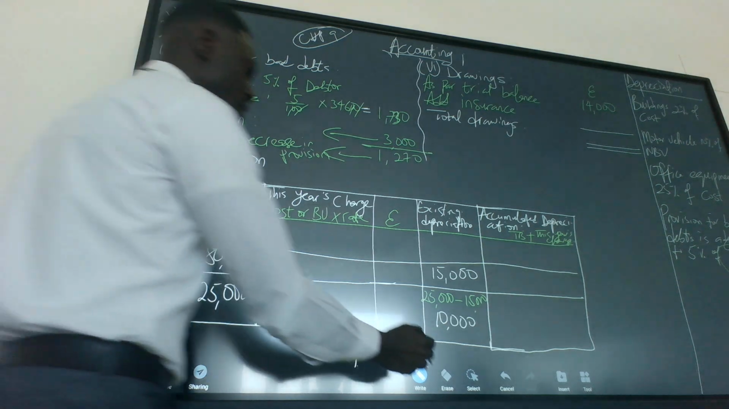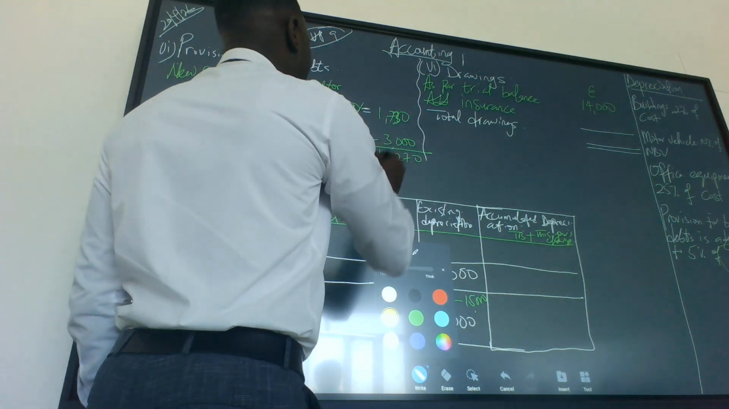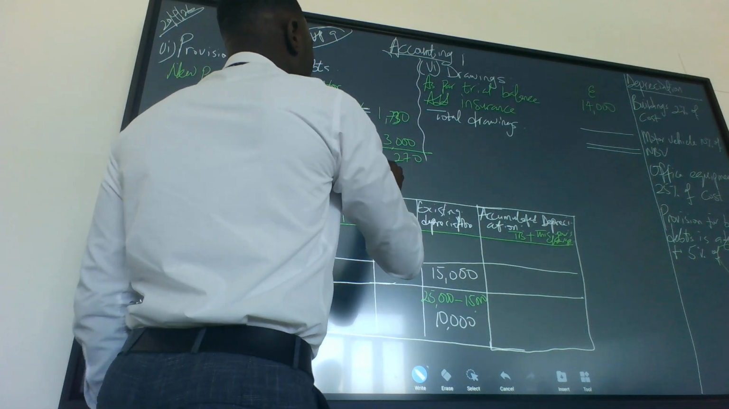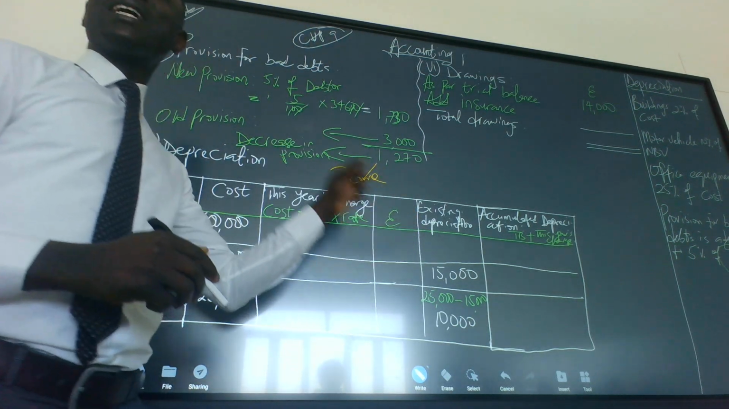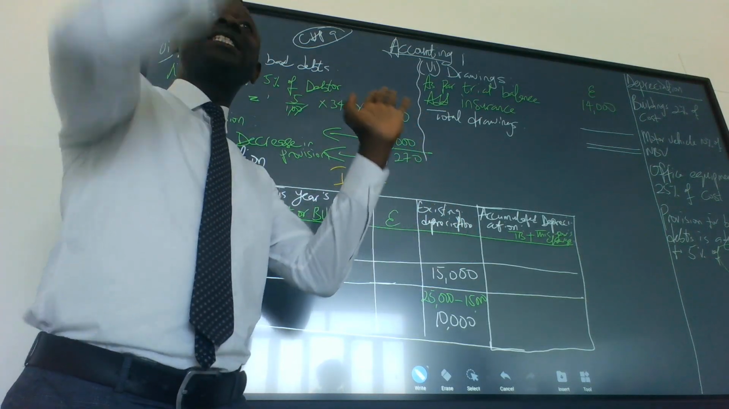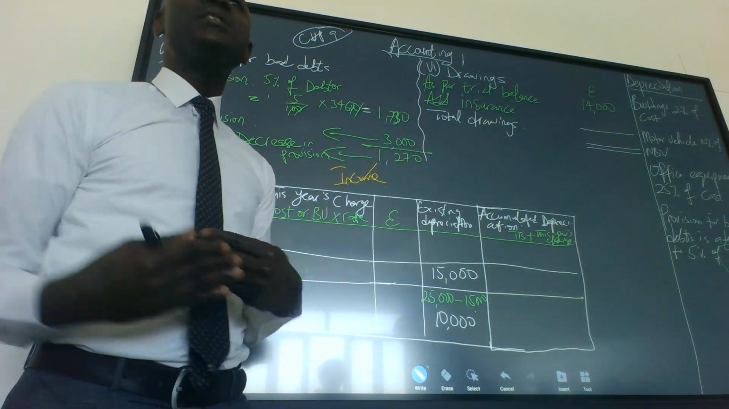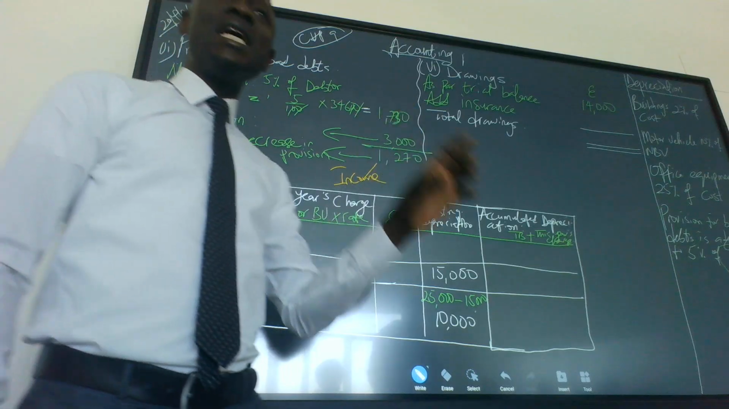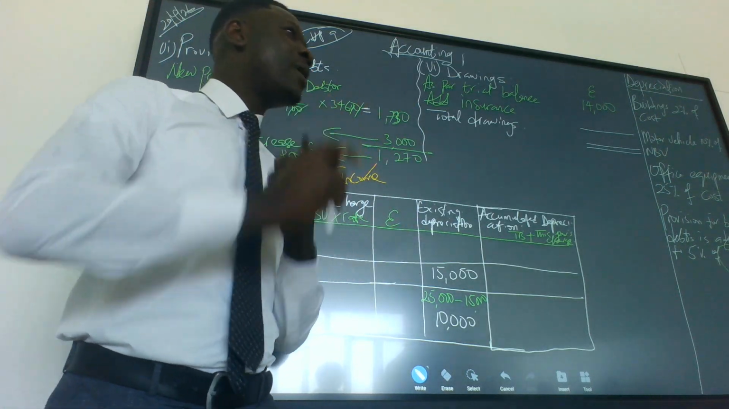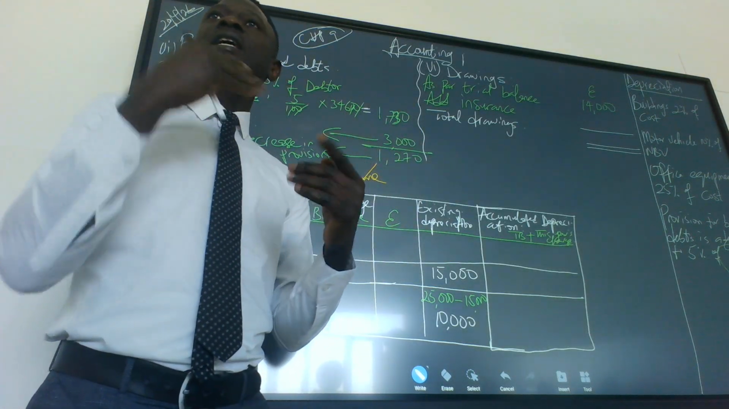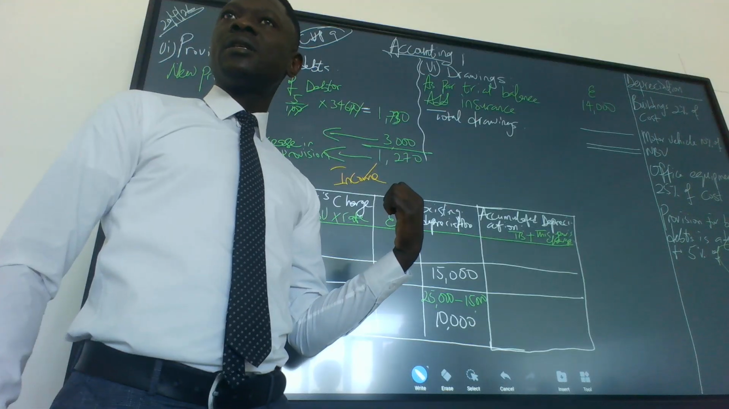What do I call it? Income. So you will treat it in your profit and loss account as income. If it has increased, it is an expense. If your provision for bad debt increases, it's what? Expenses. If it reduces, income. Do you understand that, please?